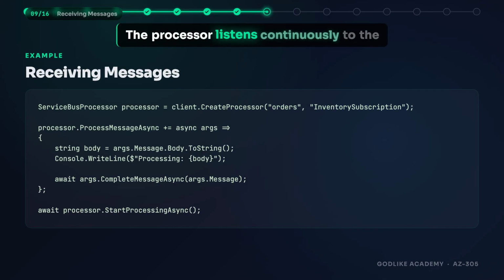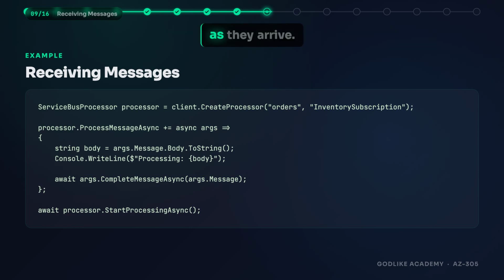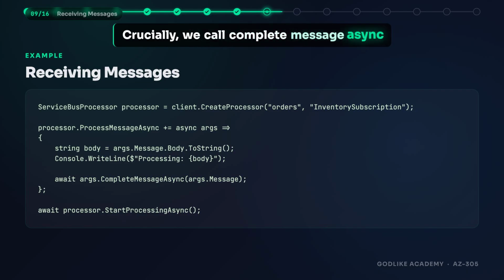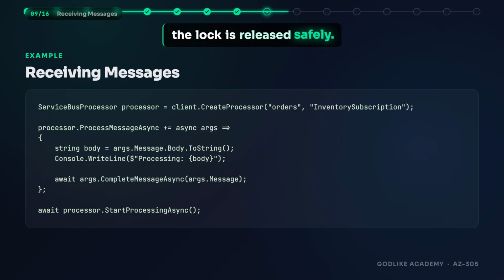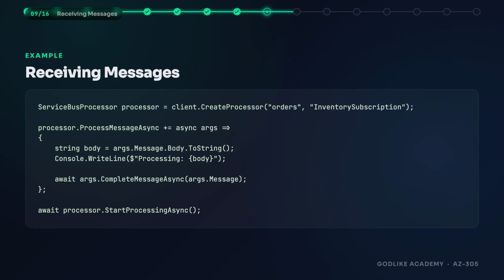The processor listens continuously to the subscription endpoint and handles incoming messages as they arrive. Inside the handler, we extract the JSON body and log the transaction identifier for audit trails. Crucially, we call complete-message-async only after successful processing to remove the item from the queue, ensuring the lock is released safely. Calling this method too early causes duplicate execution when network timeouts force the broker to redeliver the payload.